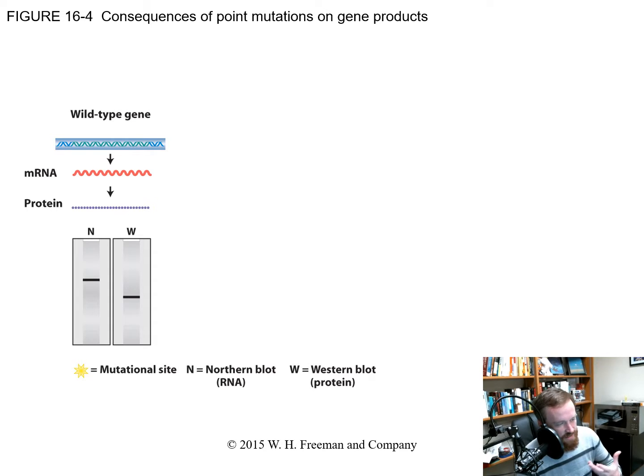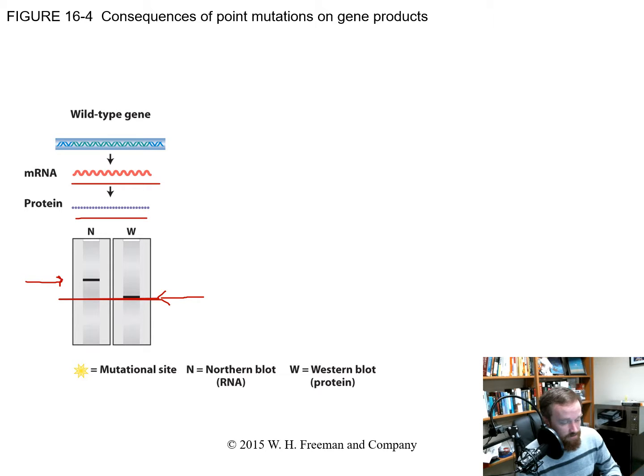So now we're going to look at these consequences of mutations in a more holistic way, looking at both the mRNA, the protein, the gene, and then how they would track on a gel, both a northern blot, so looking at the actual mRNA, and a western blot looking at the protein. And so with a wild-type gene, we have a normal length mRNA, normal length protein. We have an mRNA that tracks, this is our control for the northern blot, and then our control for the western blot.